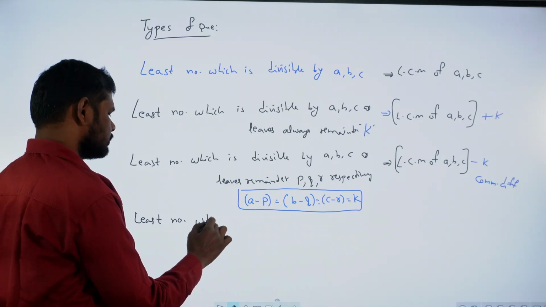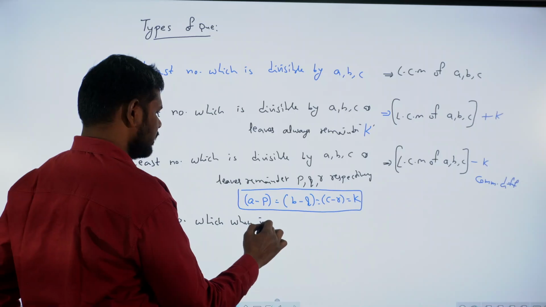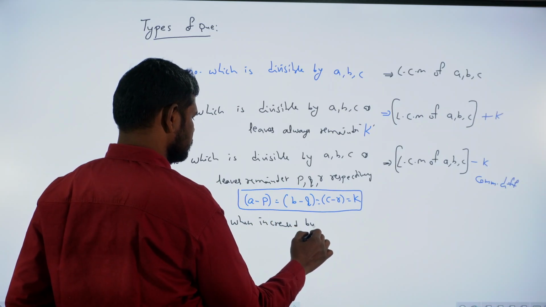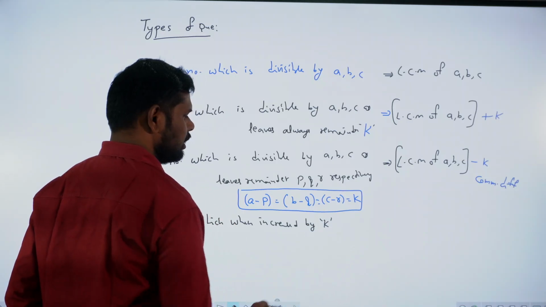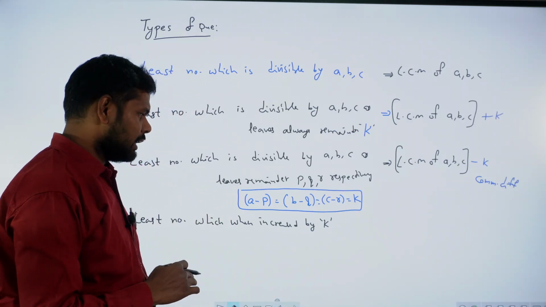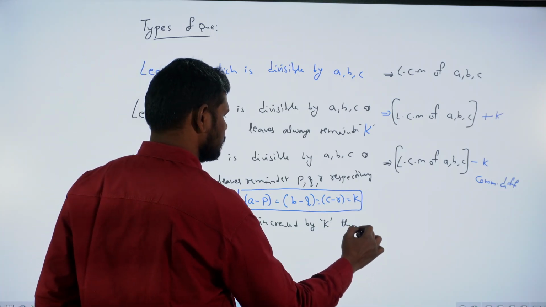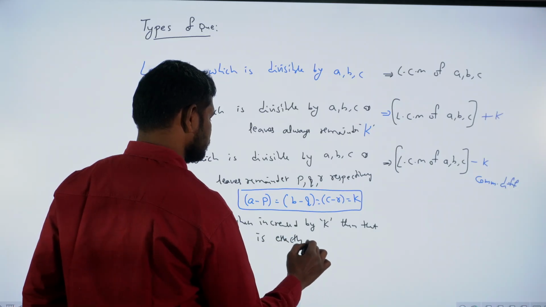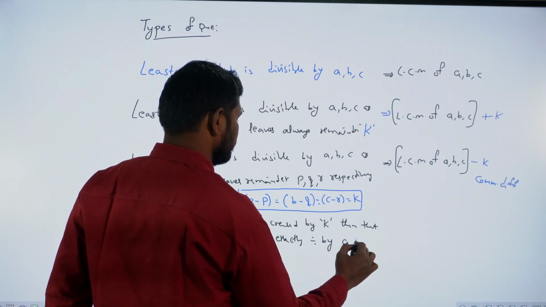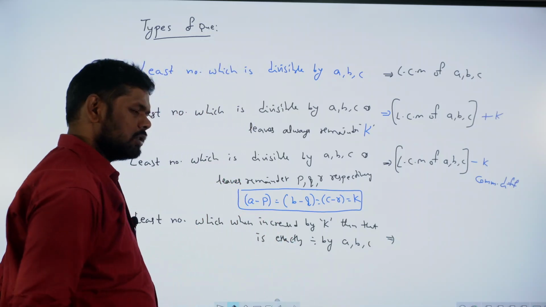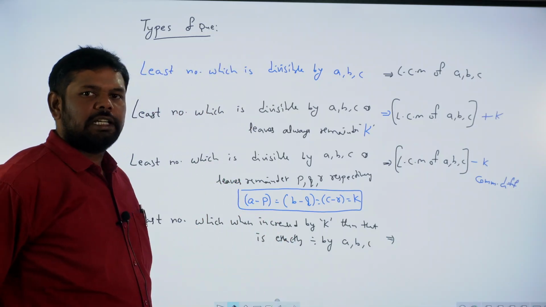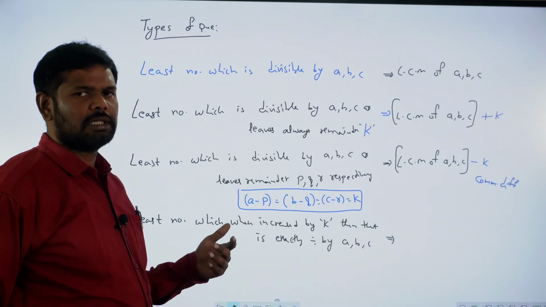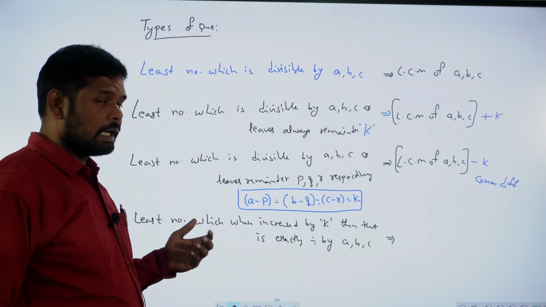Least number which when increased by, suppose K, increased by 10, 5, 20, whatever, then that is exactly divisible by A comma B comma C. In this case, suppose 10 is increased by which number, then it is exactly divisible by A comma B comma C. Write 2 comma 3 comma 5 like that. So questions are framed like that.